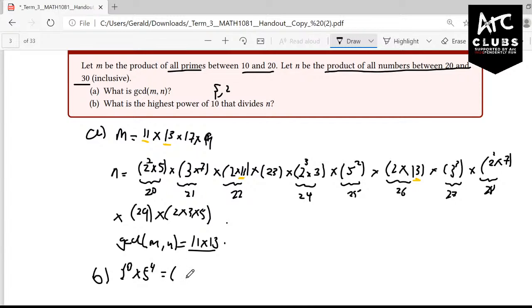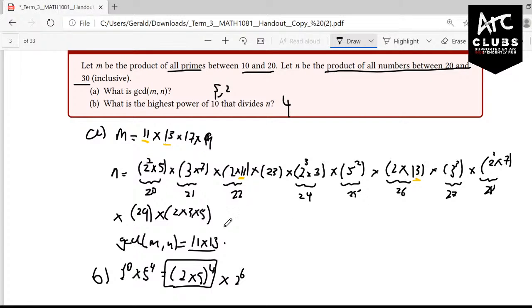So the maximum we can take is 2 times 5 to the power of 4, because that is the minimum power that occurs in both of them. And then we just multiply it by whatever is remaining. But notice that we can only have up to a power of 4 of 10. So the highest power would be just 4. Does that make sense?